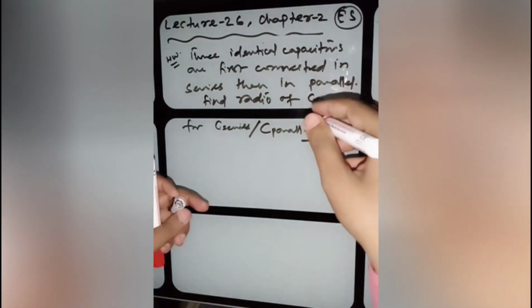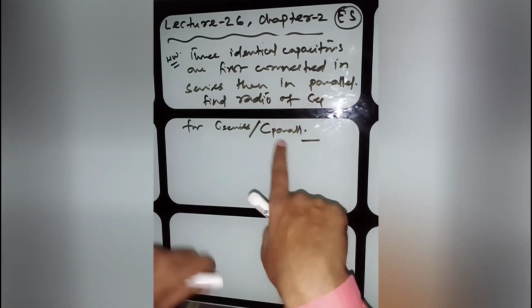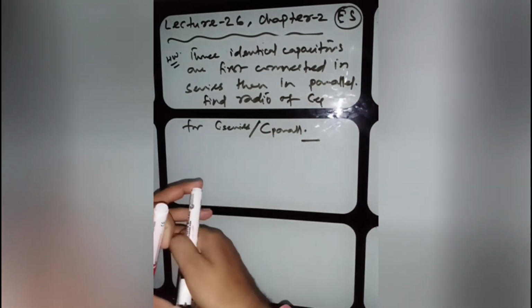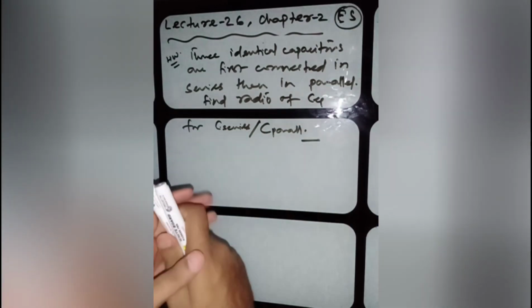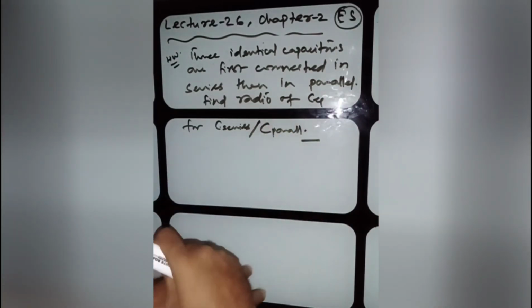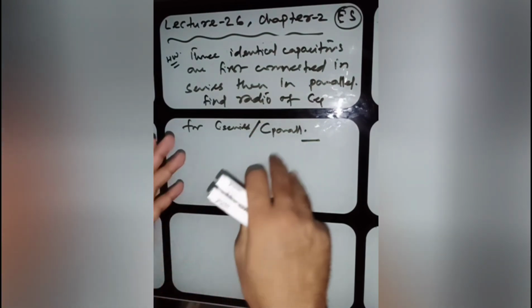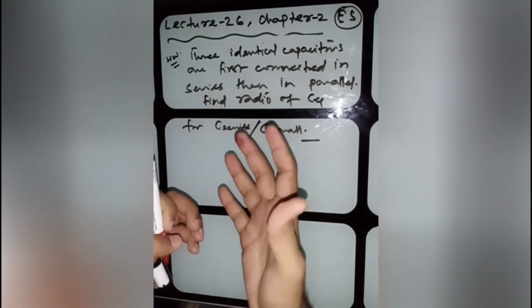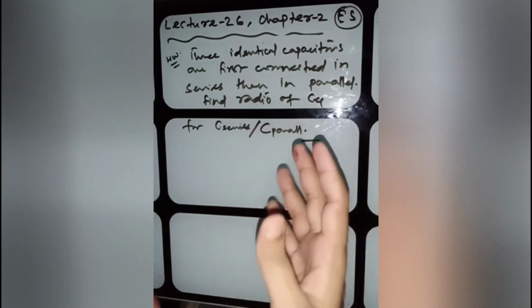You have to solve it. If three identical capacitors are connected in this way, then you have to find the ratio of C equivalent. My dear students, in the next lecture we will study the mixed combination, and then we will solve a few questions to find capacitance, charge on each capacitor, and potential on each capacitor individually.